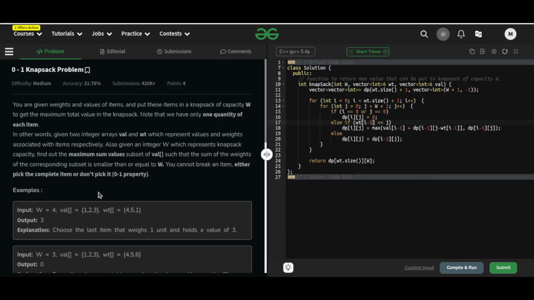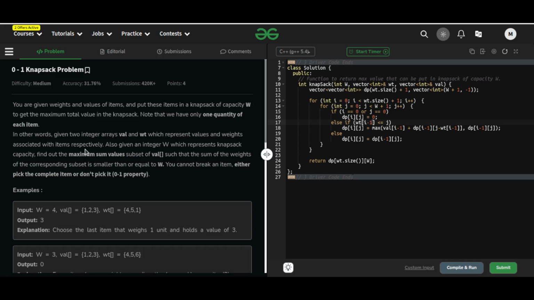Hello guys, in this video we are going to discuss the solution of the problem 01 knapsack problem. So let us look at the problem statement. The problem statement says you are given weights and values of items and put these items in a knapsack of capacity W to get the maximum total value in the knapsack.